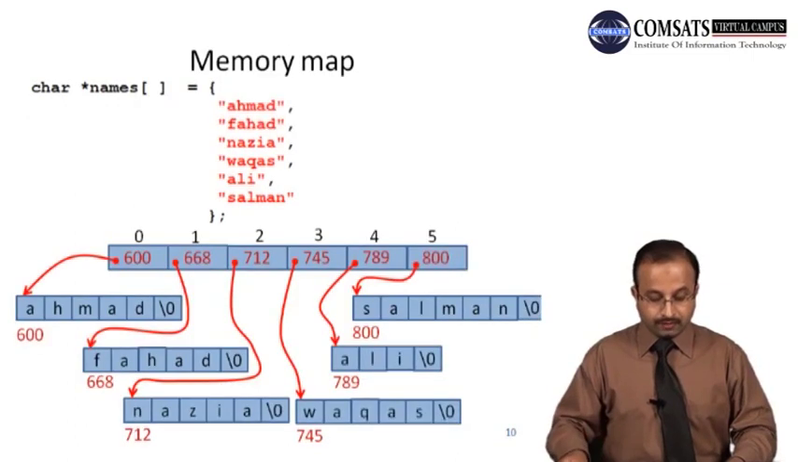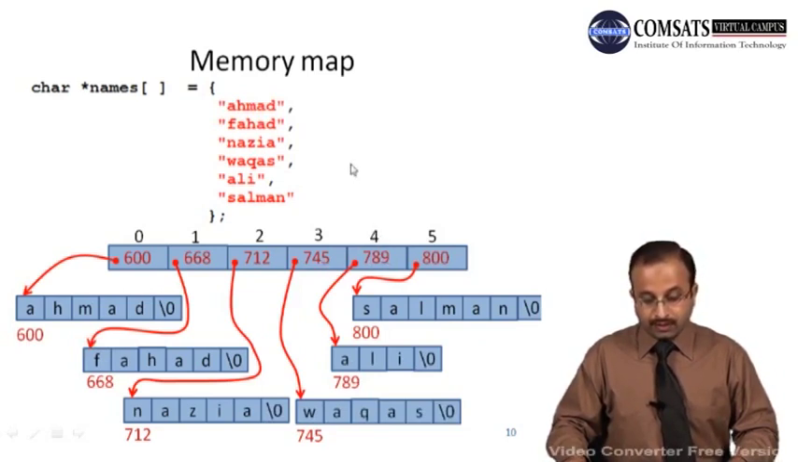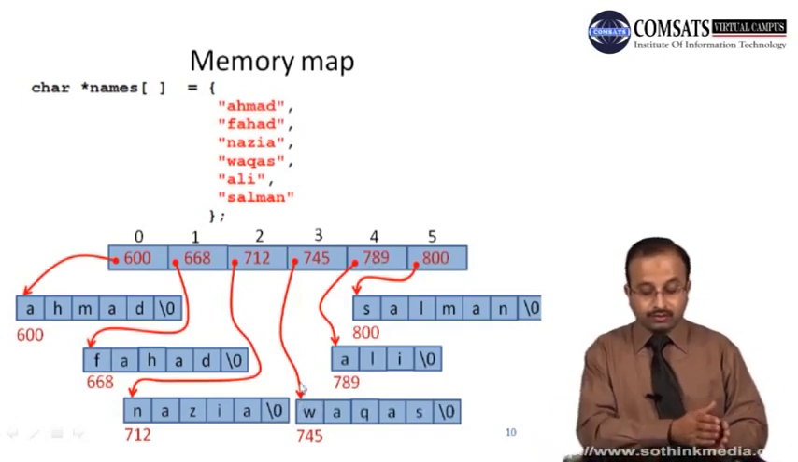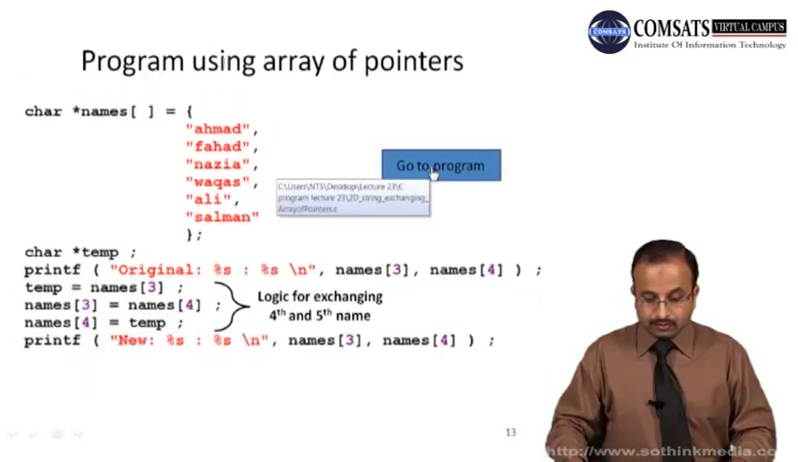That is this slide. Okay, we want to exchange the names Vakas and Ali in the list. What we did is we swap these addresses. We write this address 745 in a temporary place first, and then we write 789 at this memory location, and then at this memory location we write the memory address from the temporary variable. Now the fourth index contains 745 and the third index contains 789. 789 points to this string and 745 points to this string. So when you print in order, it will print Ali first and then Vakas. Let's go to the program.